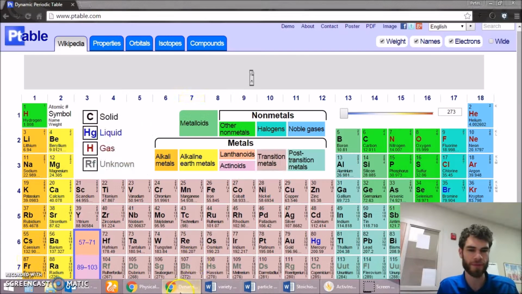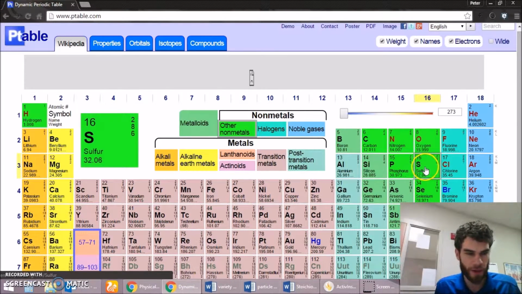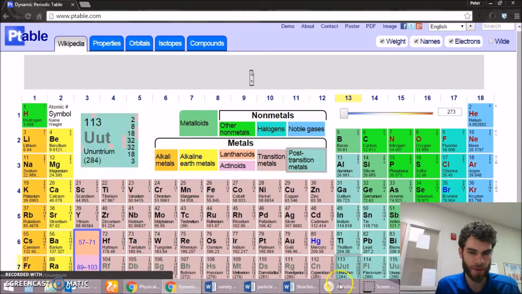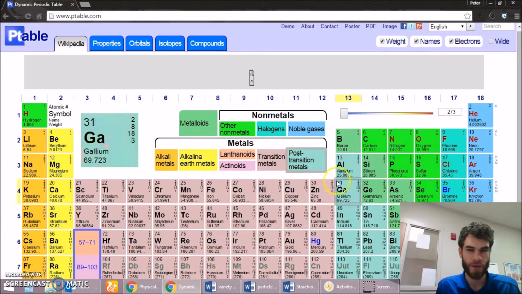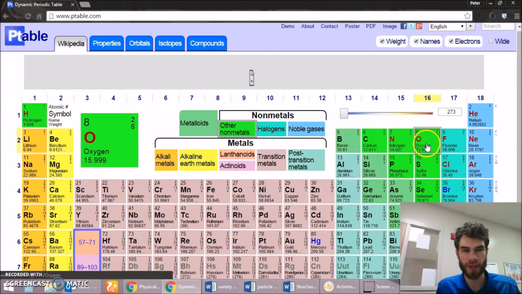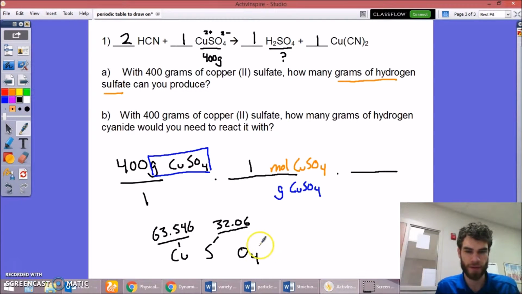What about for sulfur? Sulfur is right here, 32.06. So sulfur is 32.06 grams per mole for sulfur. What about oxygen? Oxygen is here, 15.999, which for my purposes right now is so close to 16, I'm just going to round it up to 16. Alright, but there's 4 of them, right? See, O4, so you're going to multiply that by 4.